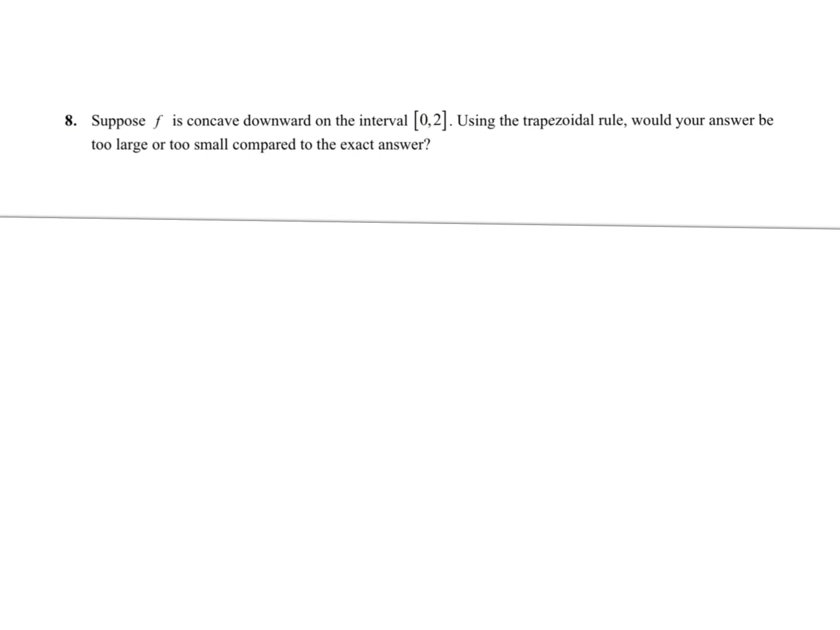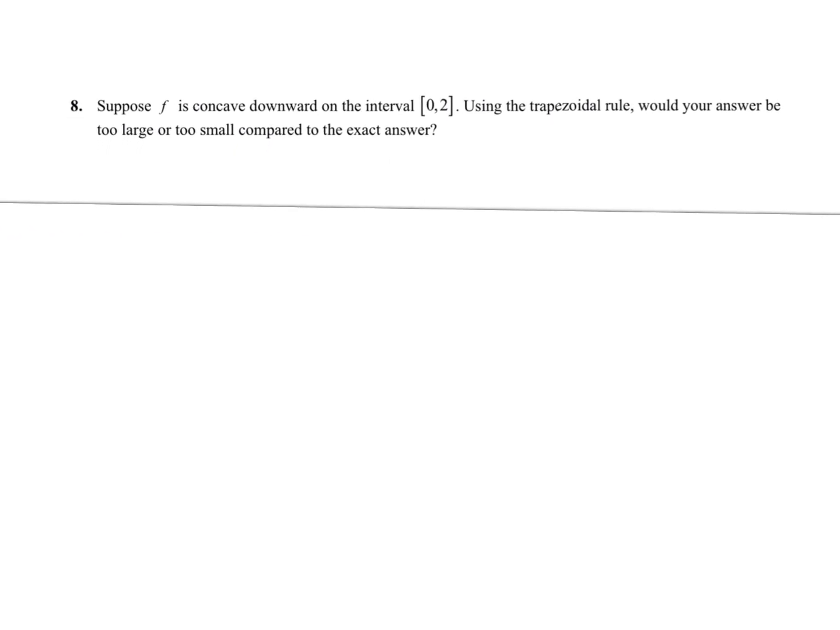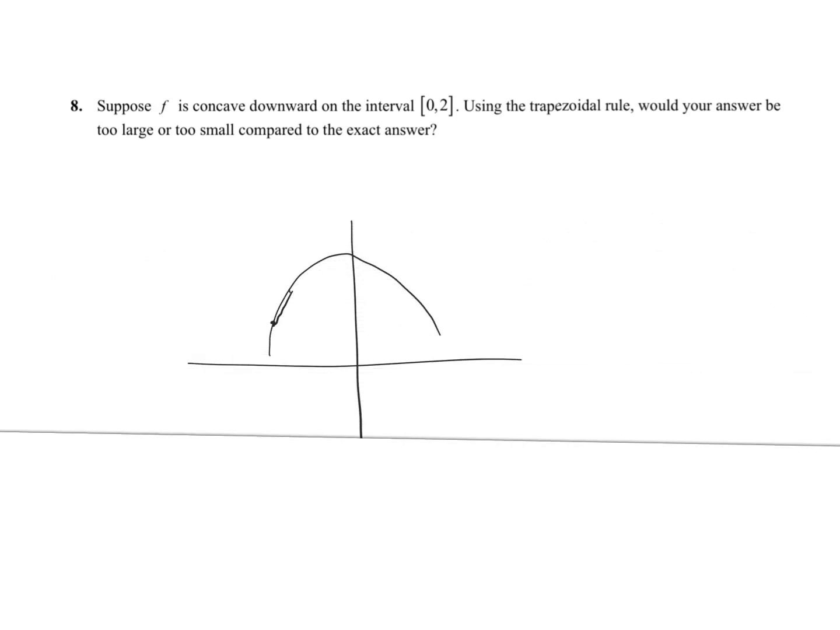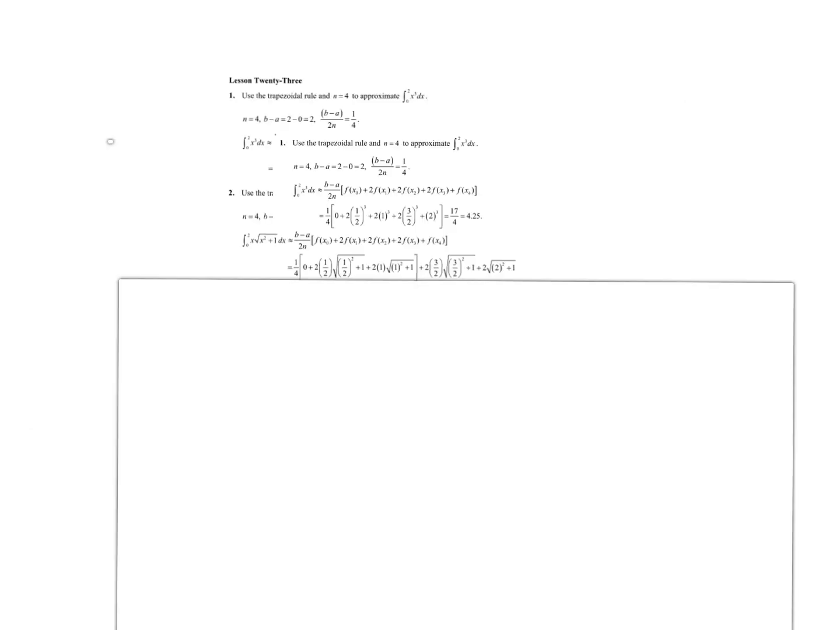Okay. Use the trapezoidal rule again and see why, if f is concave downwards on the interval 0 to 2, using the trapezoidal rule, would your answer be too large or too small compared with the exact? Well, you know how to answer this question. Think about it.